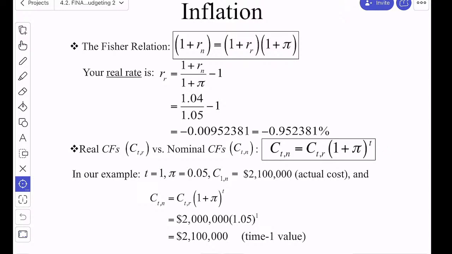Remembering this relationship between nominal and real cash flows, for every year of inflation that transpires, to understand the relationship between real, which speaks of the purchasing power, you would have to adjust that amount for inflation. So after 1 year of inflation, $2 million in real terms.